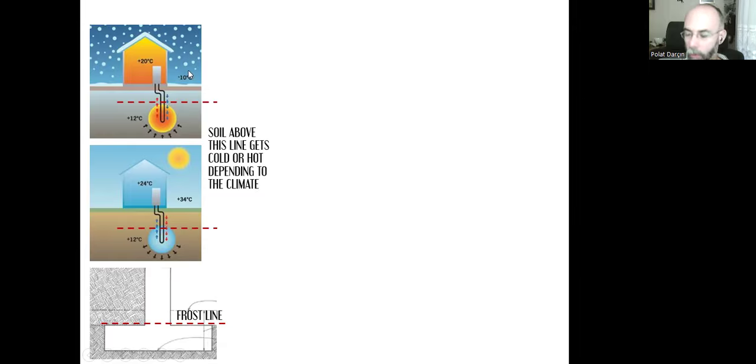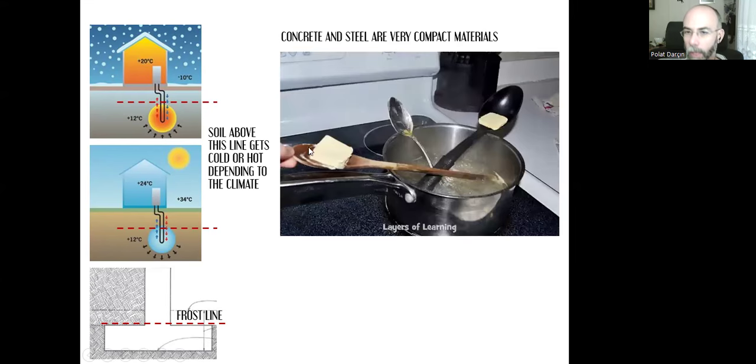That means that soil above this line gets cold or hot depending on the climate. If it's the winter time, then we will have a heat transfer at this level of the earth. It will get cold. If it's summertime, then it will get hot. Concrete, steel, and glass, these materials are very compact materials. Compact means they transfer the heat very quickly. Just in this example, you can see easily there is a heat source, boiling water. It's very hot. And someone did this experiment.